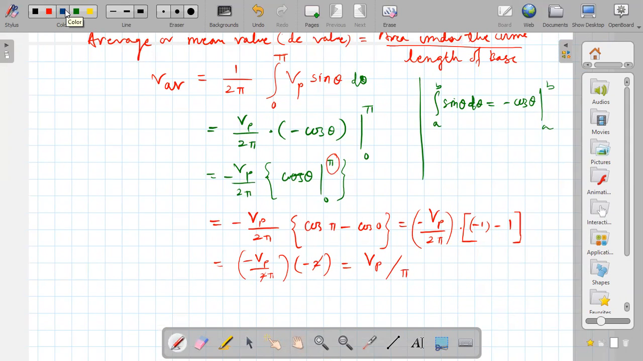And this is the formula for the average, the mathematical part. Now, V average is equal to Vp upon pi. Understood, dear student? And V RMS, that is root mean square voltage, is equal to Vp upon 2. Understood, dear student? And this is about the mathematical analysis of the half wave rectifier. Understood, dear student?